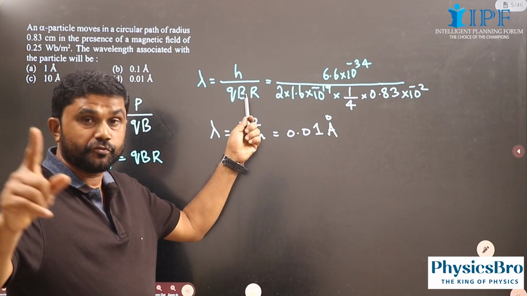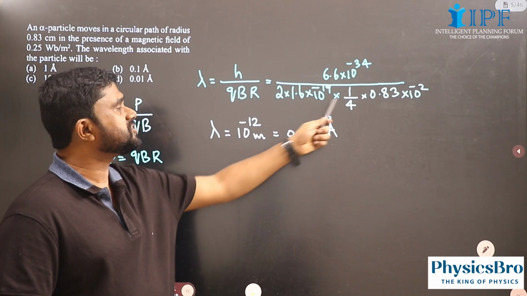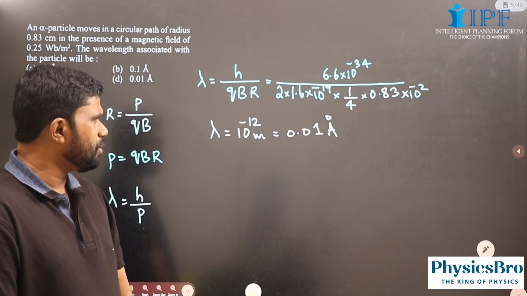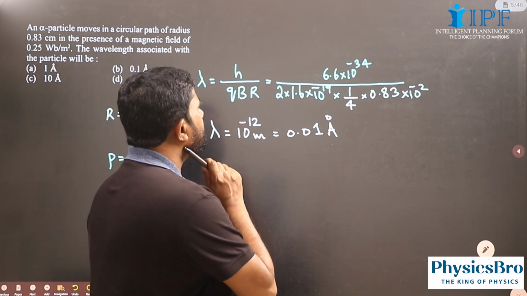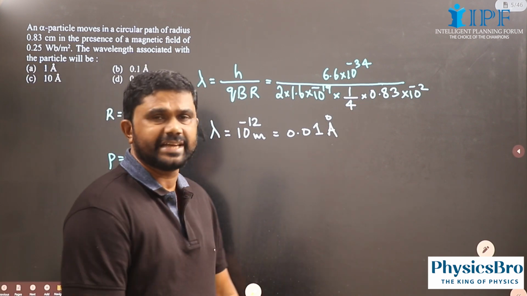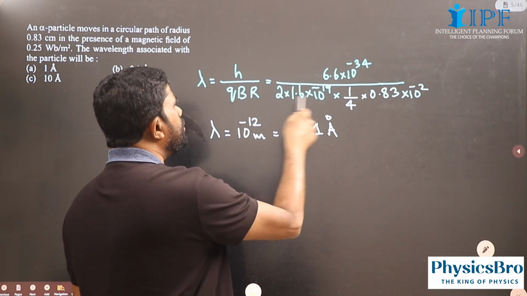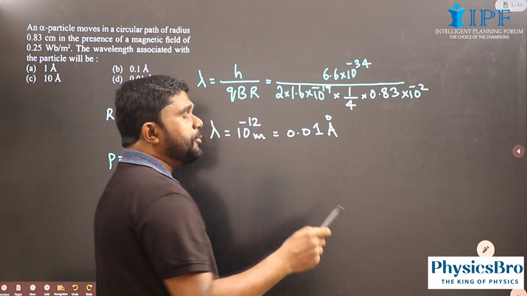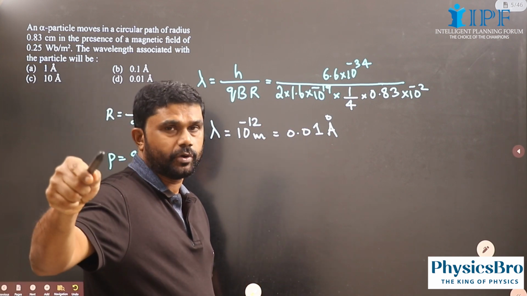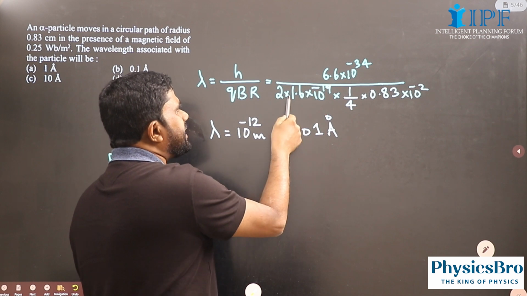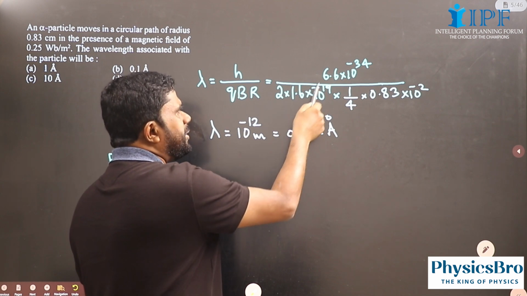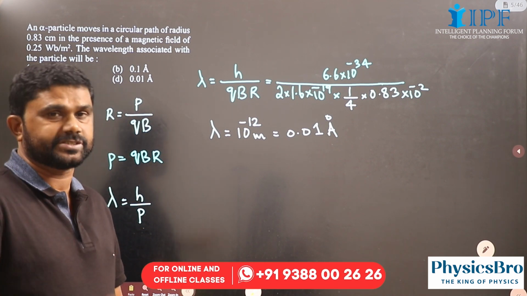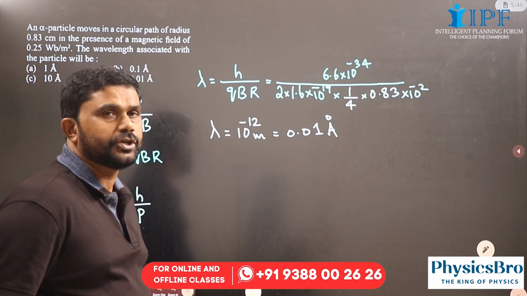And B we have 0.25 Tesla or 1 by 4, and radius is 0.83 centimeter, means 0.83 into 10 raised to minus 2. Now see, we have this 4 and 0.8, that will be 0.2. 0.2 into 2, that will be 0.4. 0.4 into 1.6 will be 0.64. So this will be approximately equal to 0.66 in the denominator, 6.6 in the numerator, 0.66 in the denominator approximately. So we will get 10 in the numerator.